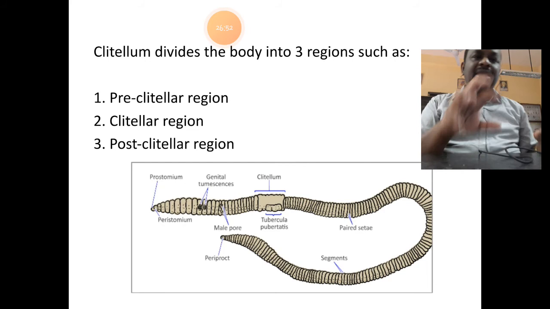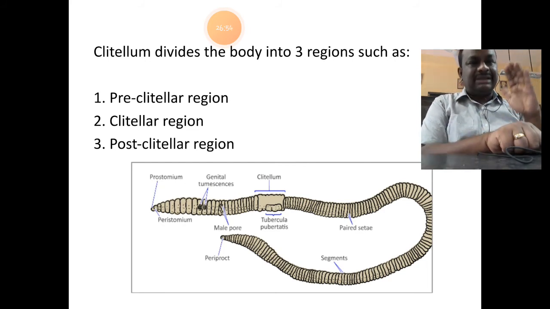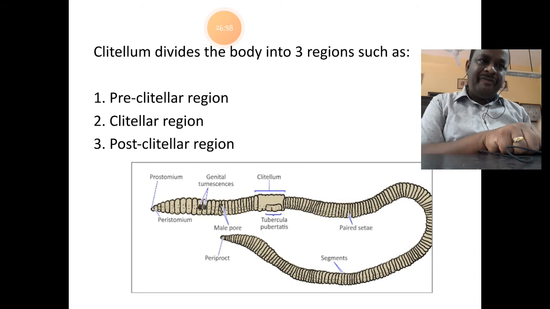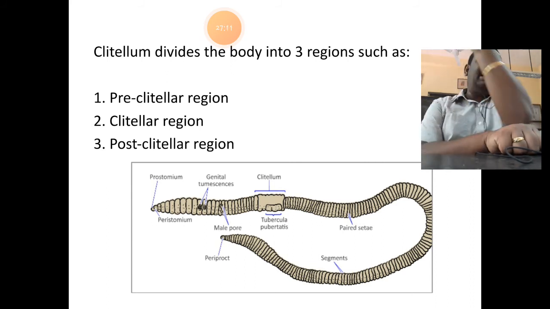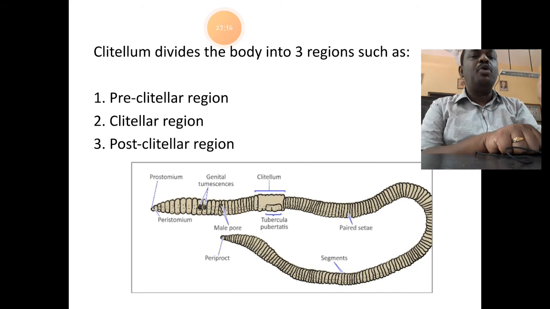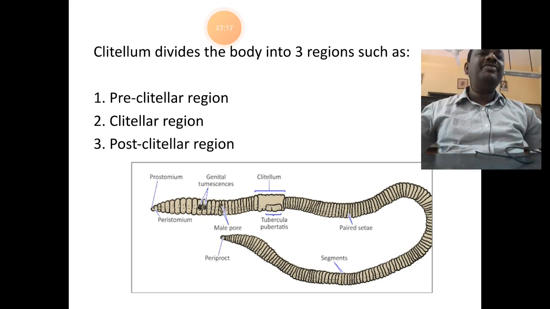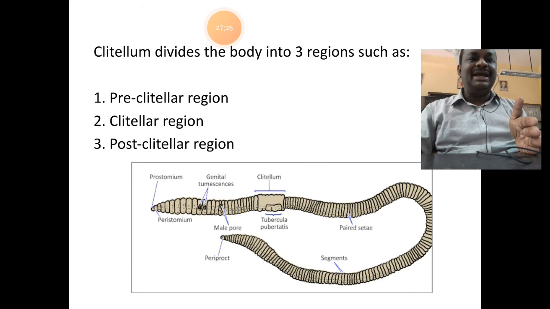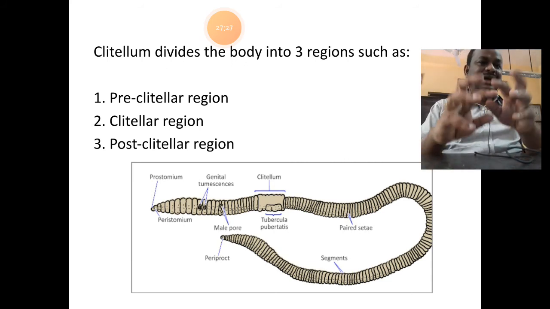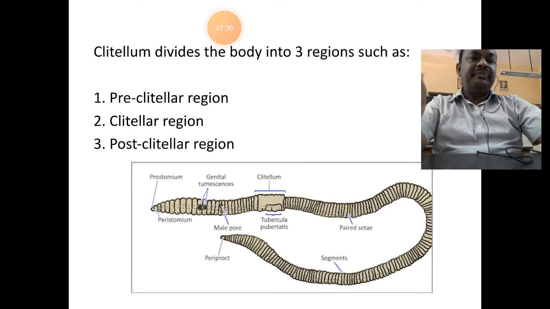So, generally, the Clitellum portion of the earthworm we call it as the clitellar region, in front of which towards the anterior side where you have 13 segments is called as the Preclitellar region. Pre means before. So, anterior to Clitellum you have the Preclitellar region. Posterior to Clitellum you have almost 100 segments, and that region we call it as the Postclitellar region. So, the body of the earthworm is getting divided into three parts: clitellar region, anterior Preclitellar region, posterior Postclitellar region. So, that is the importance of Clitellum here.